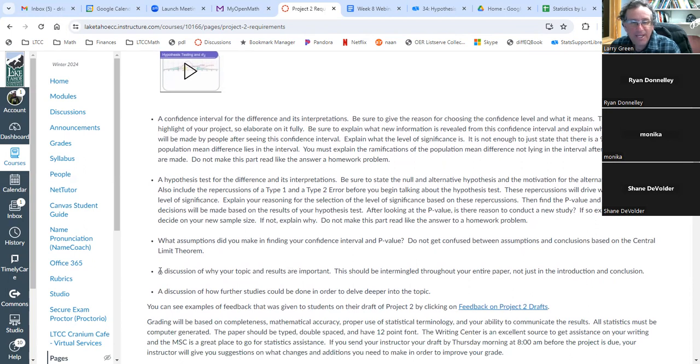Then this is a paper, so there should be an introduction, a body, and a conclusion. The conclusion really should be the main takeaways from the confidence interval and the hypothesis test. That's what the conclusion should be about. It's the main takeaway for those two things.